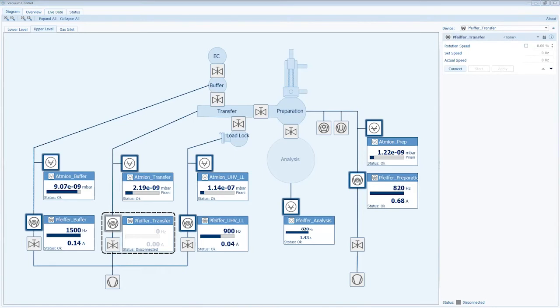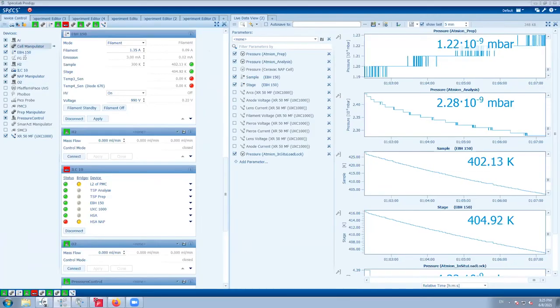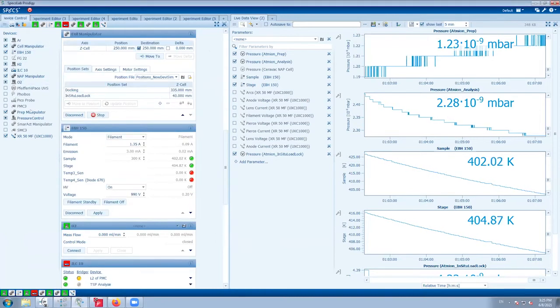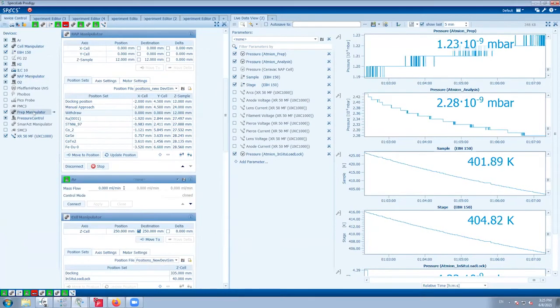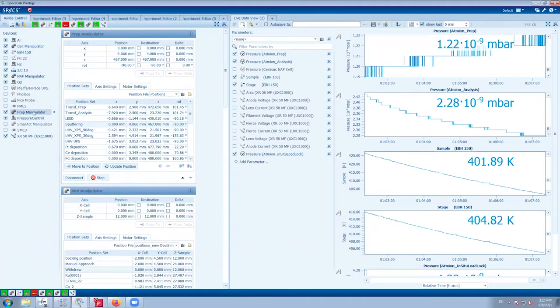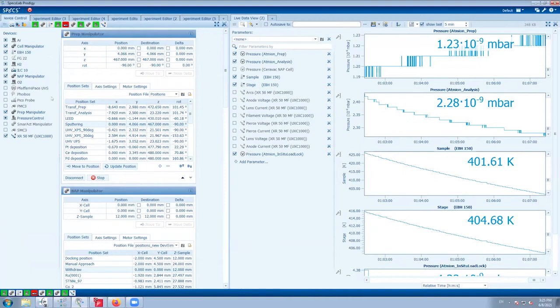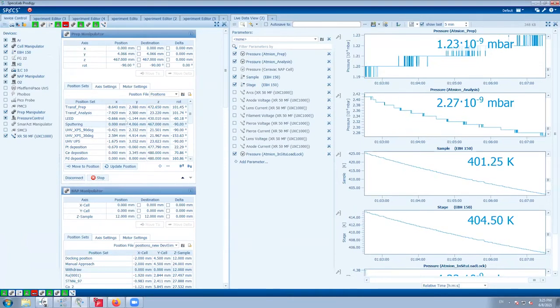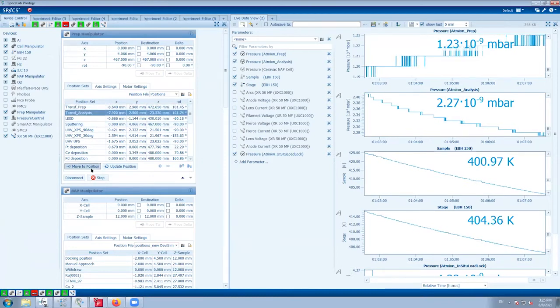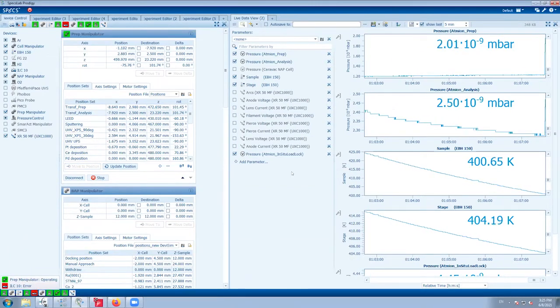However, now we need to share this screen. And here you have a cell manipulator and prep manipulator. The prep manipulator is the big one behind us. It moves the sample from the preparation to the analysis chamber. You see there are already pre-installed positions. We can change those numbers. So we go from transfer prep to transfer analysis. You always have to double check that the gate between those two chambers is open.